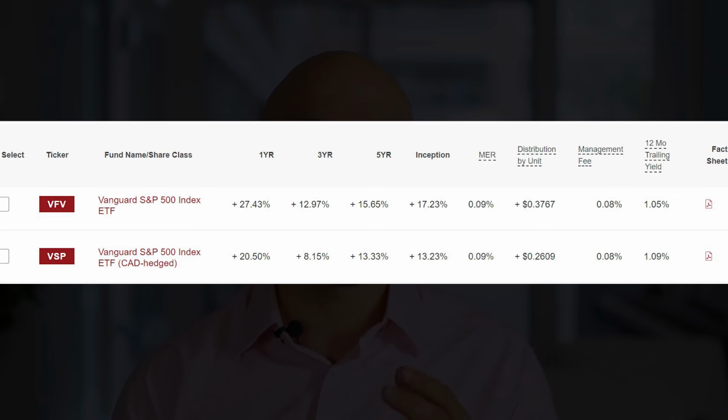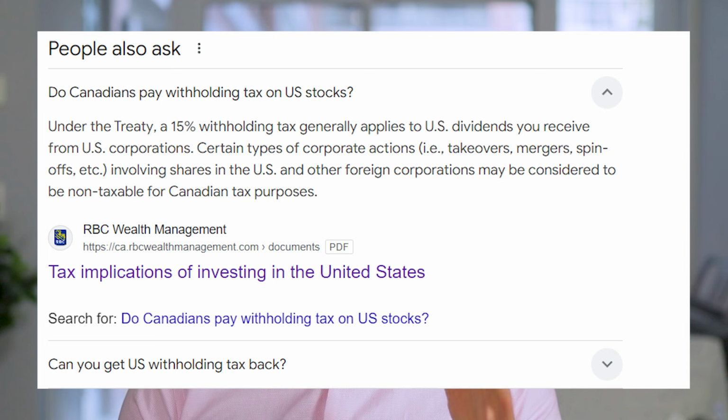Look at the performance of both VFV and VSP side by side. You would be greatly outperforming by taking VFV, in the year to date, 1 year, 3 year, and 5 year metrics. Now here's where it gets more confusing: withholding taxes. Dividends you receive on US listed ETFs are subject to a withholding tax of 15% unless you're holding the ETF in the correct account. The IRS automatically withholds 15% of your dividend.